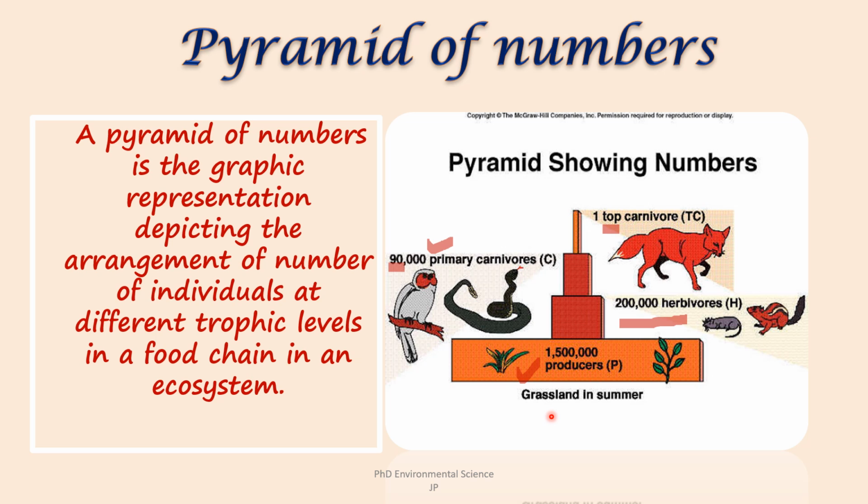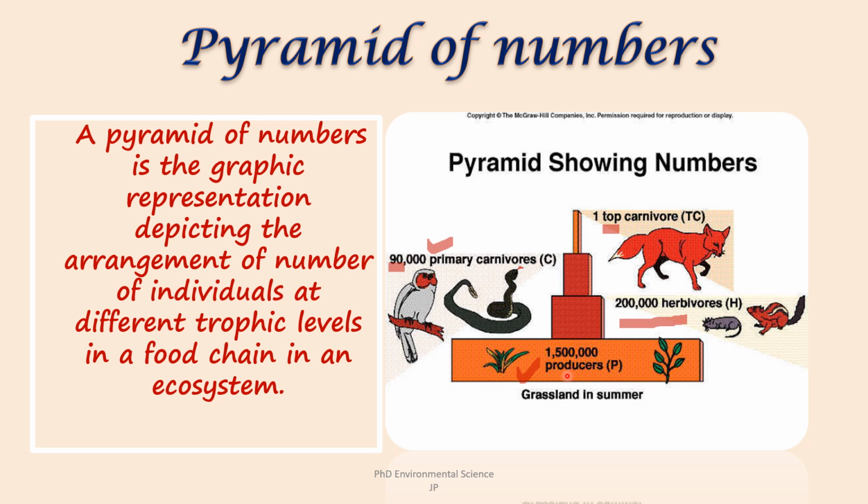Now, a pyramid of numbers visually represents the population sizes of different species at each trophic level, and generally the number of individuals decreases as you move up the pyramid from producers to top predators. This reflects the energy loss at each trophic level, where only a small fraction of energy is transferred from one level to the next.